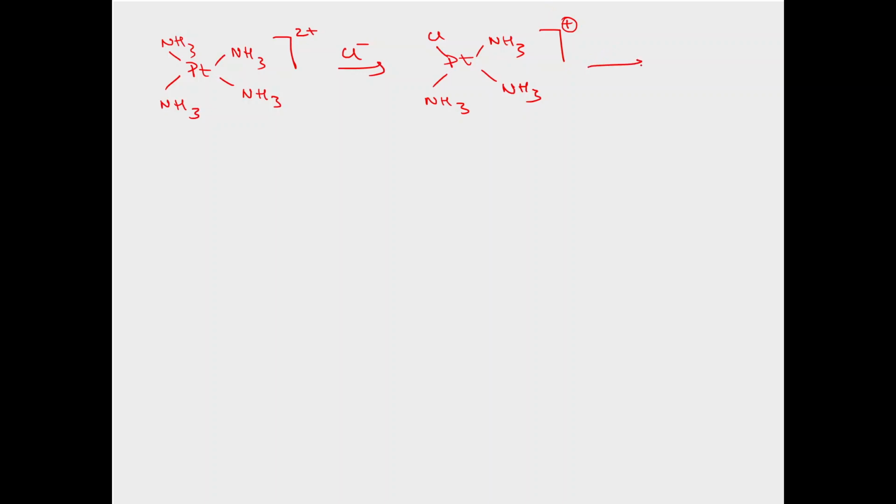Now, if we add another Cl minus, then what will happen is: platinum, Cl, NH3, NH3, and Cl. So, why is it trans?